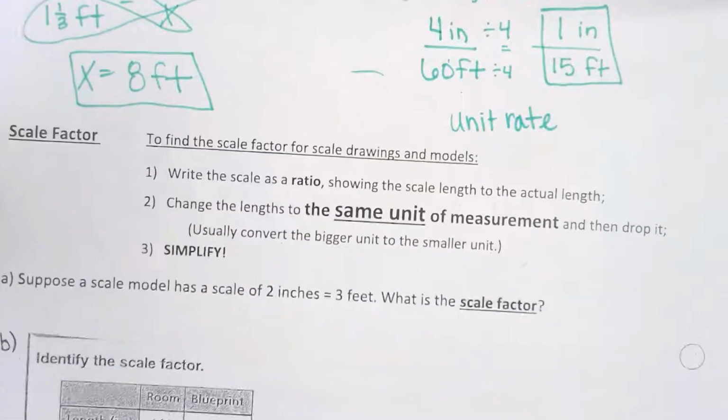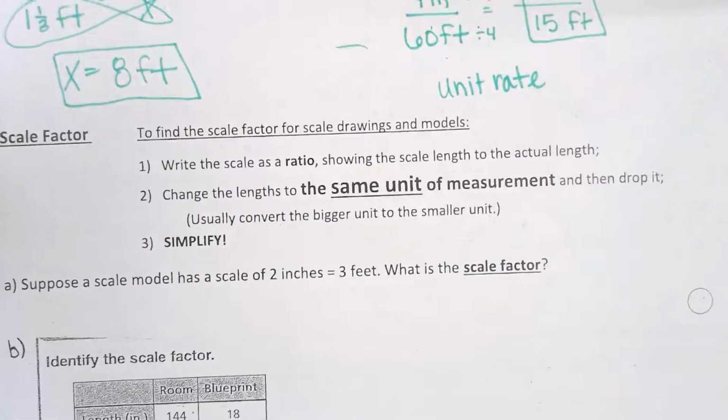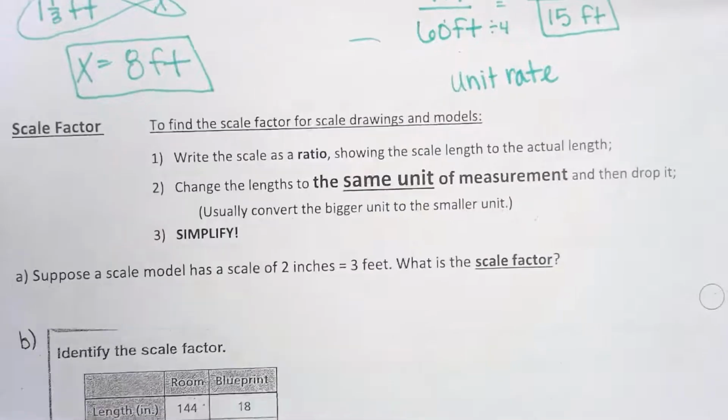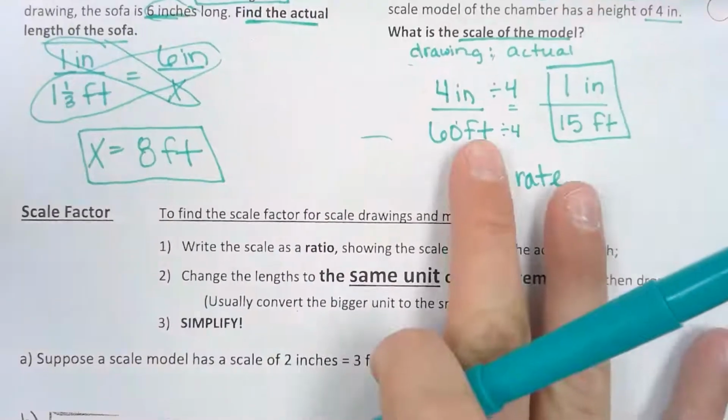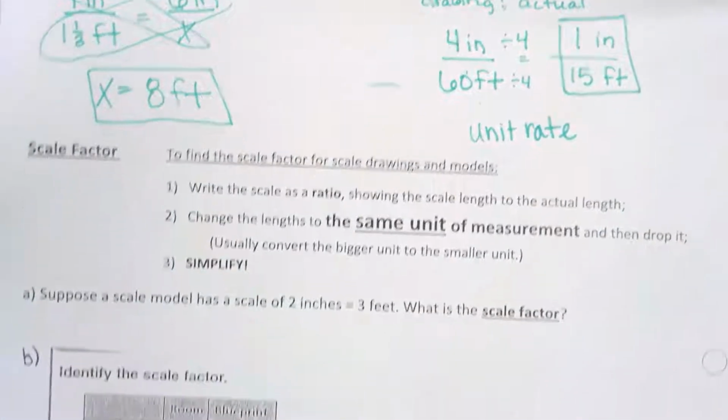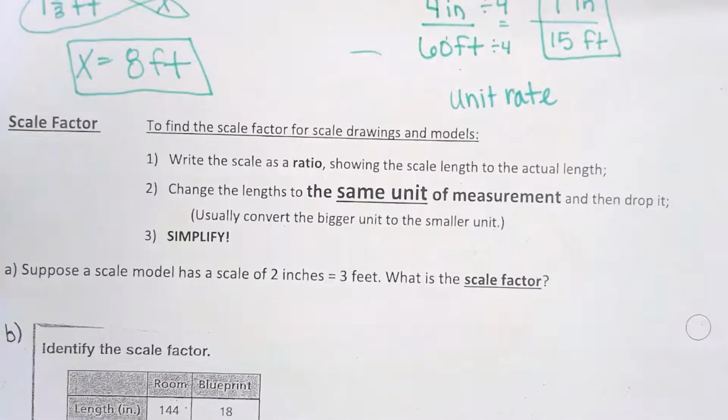All right, moving on to scale factors. So to find the scale factor of scale drawings, you write the scale as a ratio, showing the scale length to the actual length, so exactly what we did up here. Make sure that you change the lengths to the same unit of measurement, and you always convert the bigger unit to the smaller unit, and then you simplify.